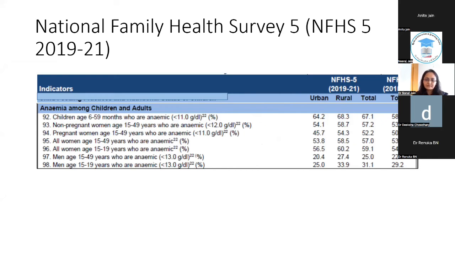This is the National Family Health Survey, the last national survey, NFHS-5, which shows that more than 50% of children and more than 50% of reproductive age adult females are anemic. And interestingly, even in adult males, as is our misconception that males do not become anemic, in our population approximately 1 in 4 or 1 in 5 men are also anemic.